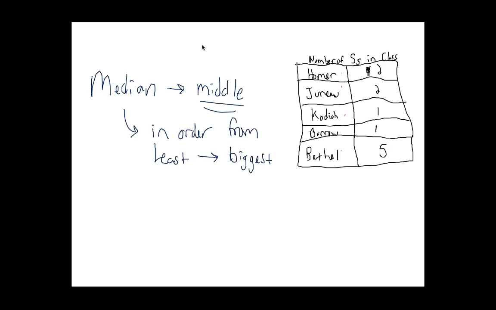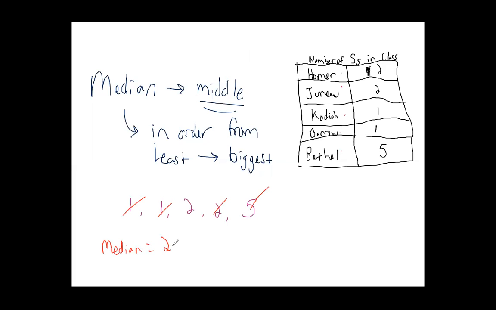So for our data set, I'm going to start with the little 1, 1, then 2, 2, then 5, right? And then I just cross out until I have whatever's in the middle, right? I take it off my ends, take 2 more. So our median equals 2.